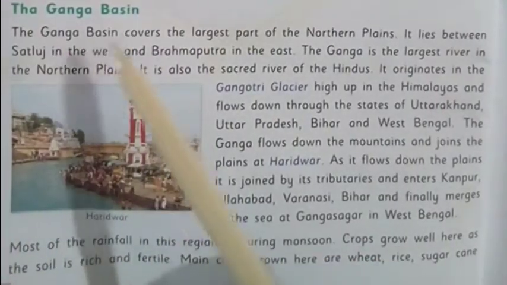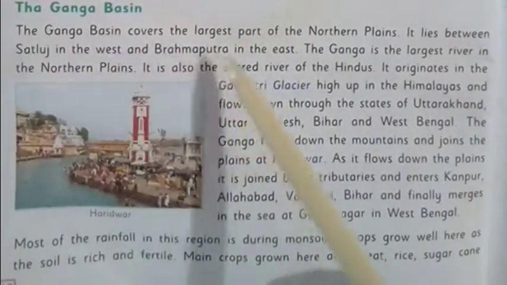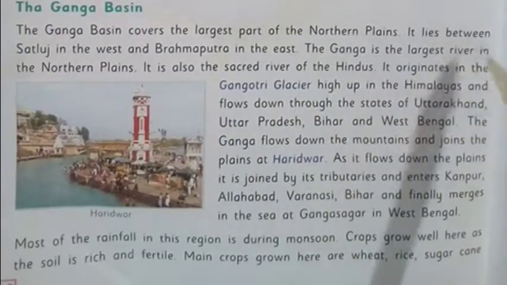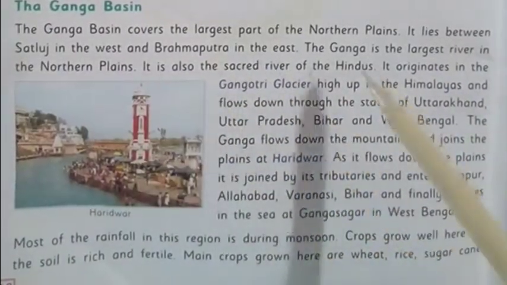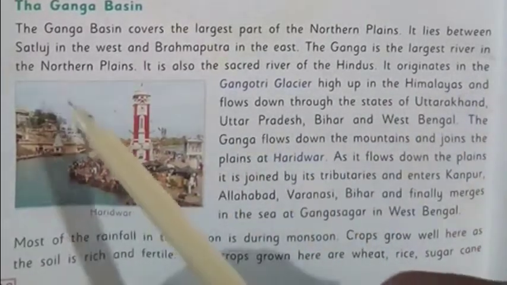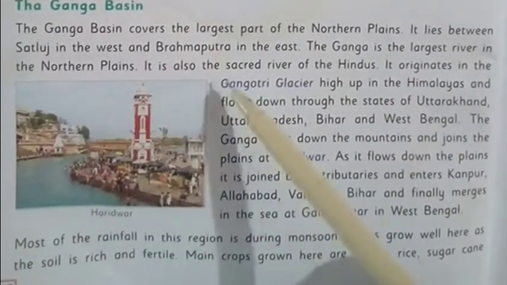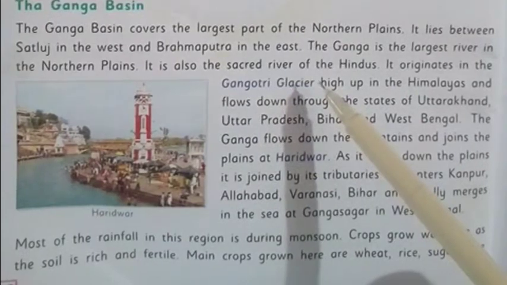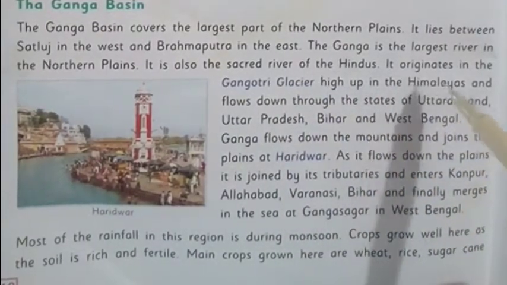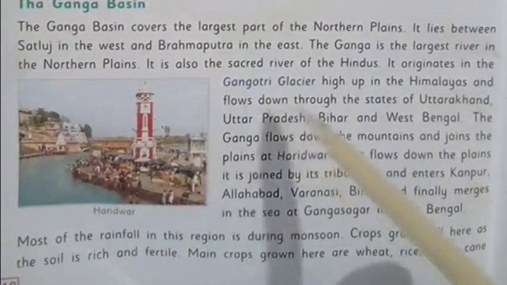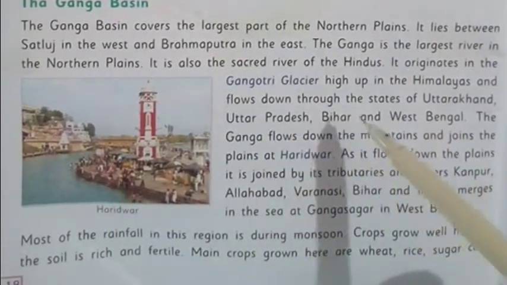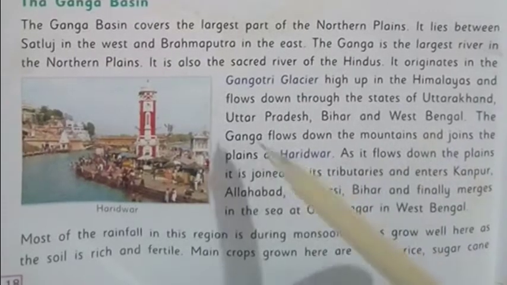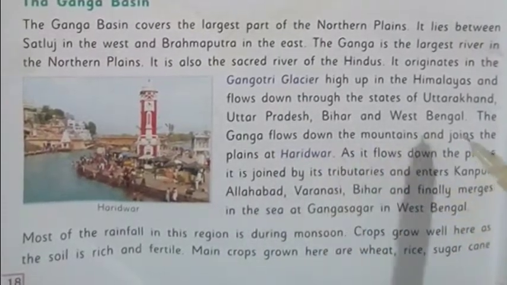The Ganga Basin covers the largest part of the northern plains. It lies between Satluj in the west and Brahmaputra in the east. The Ganga is the largest river in the northern plains. It is the sacred river of the Hindus. It originates in the Gangotri Glacier high up in the Himalayas and flows down through the states of Uttarakhand, Uttar Pradesh, Bihar, and West Bengal.